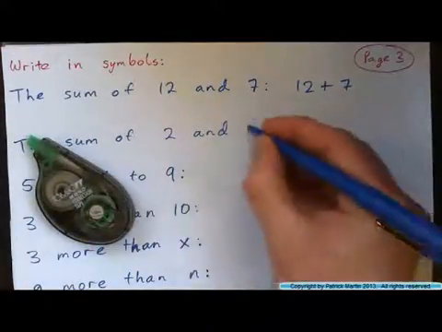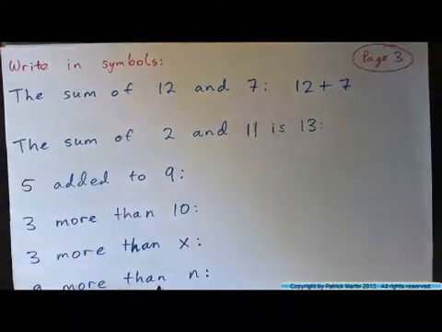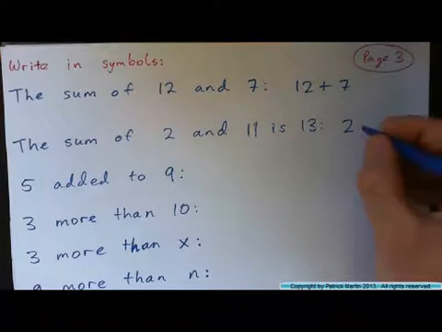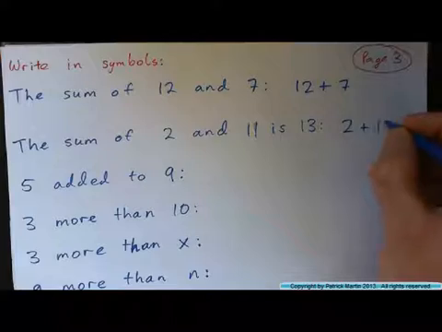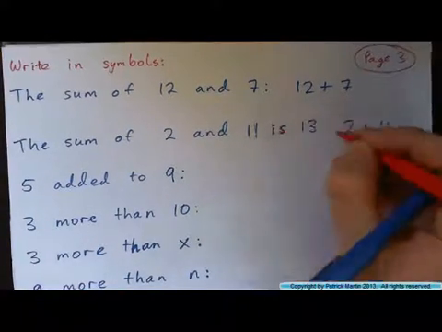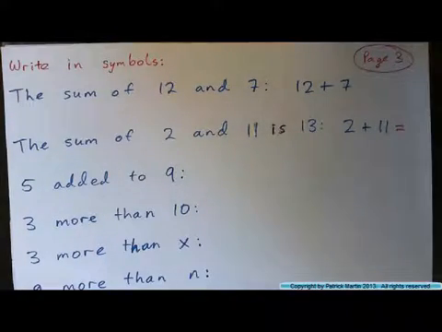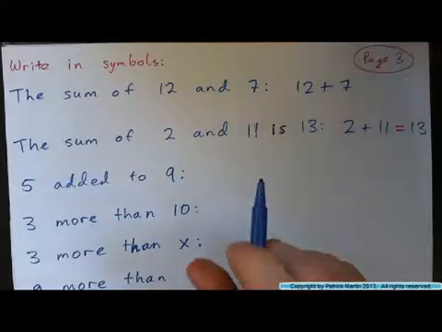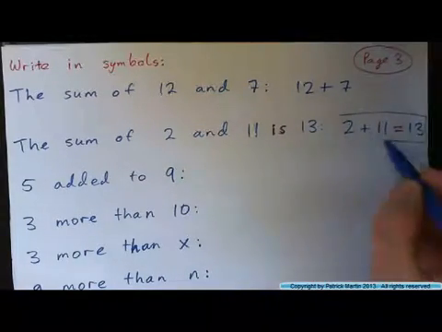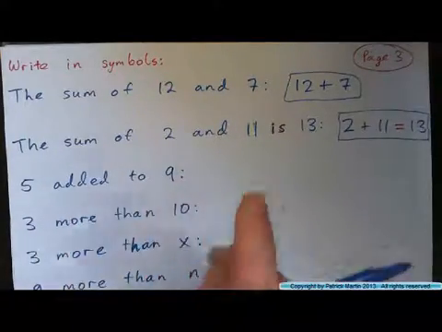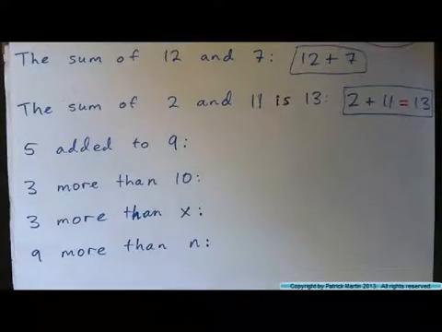The sum of 2 and 11 is 13. 2 plus 11. And how did we do is? How do we represent is? Equals, right? Equals 13. So the answer is 2 plus 11 equals 13. Okay. This one was just 12 plus 7. 5 added to 9. How would you represent that?